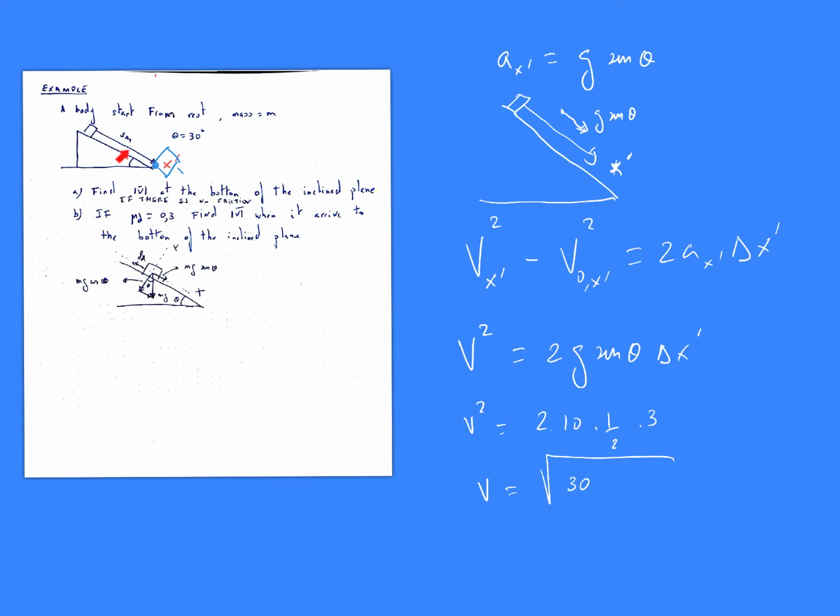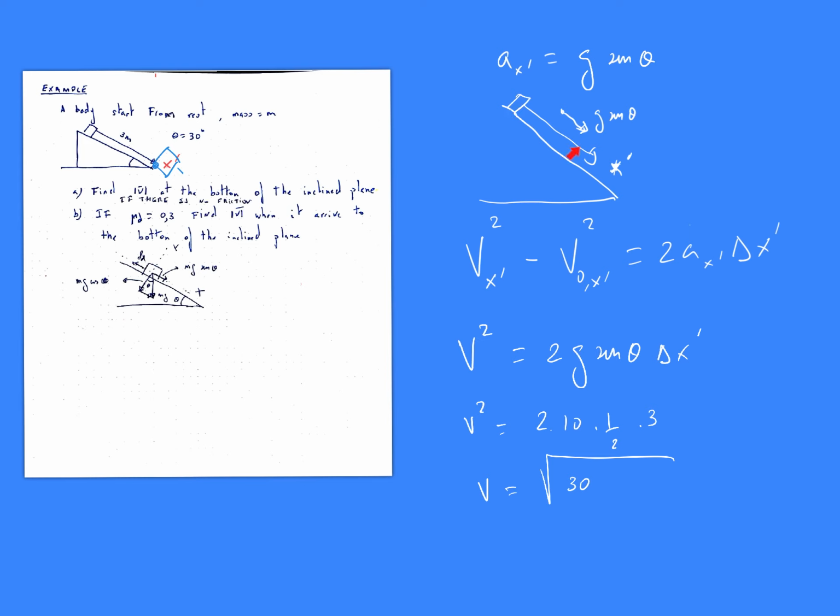So it goes 3 meters downwards, and it says find the magnitude of the velocity at the bottom of the inclined plane. Well, the only force that is pushing the object downwards is mg sine of theta. The force is m times a, mg sine of theta. So the acceleration is g sine of theta.